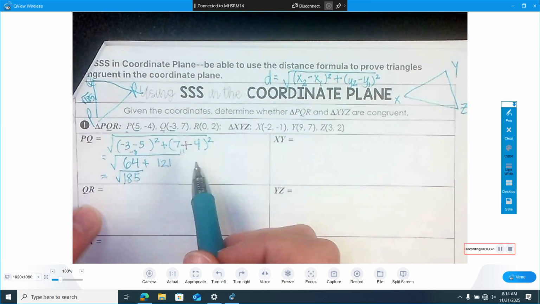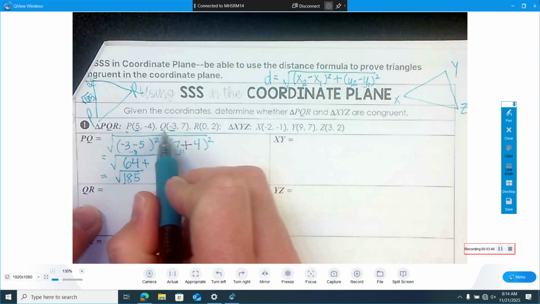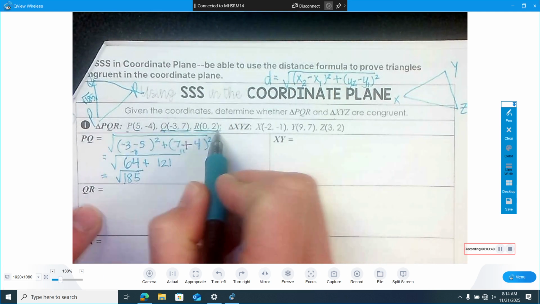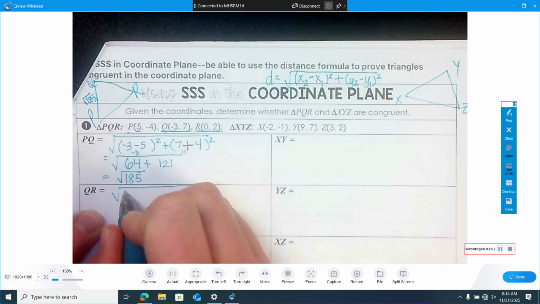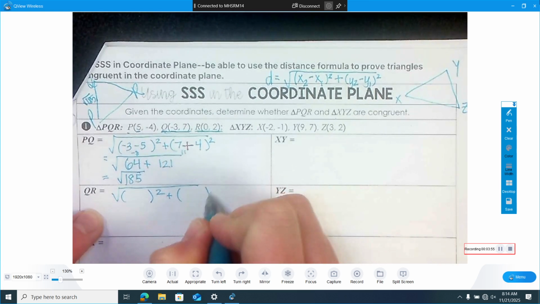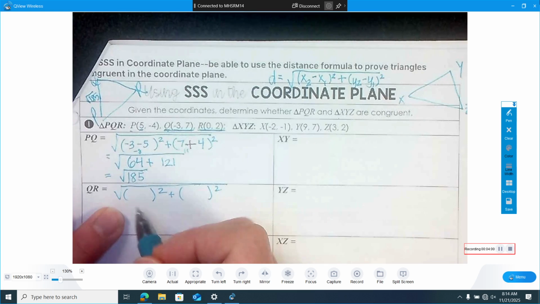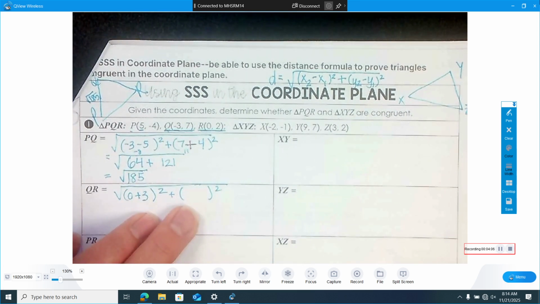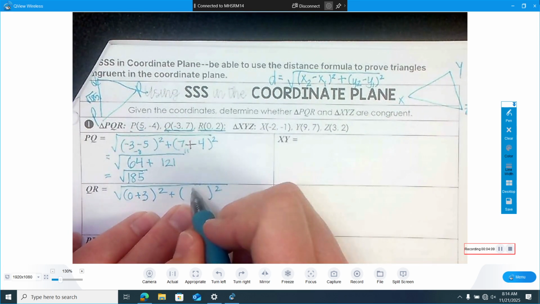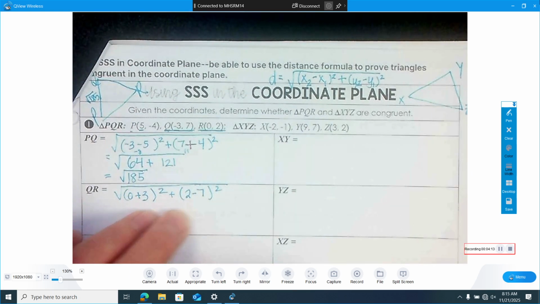So Q and R, we just want to make sure I'm using the right ordered pairs here. So now, using points Q and R, again, giant square root. Set it up. You've got your thing squared plus your thing squared. And we need to subtract our x's. So we're going to have 0 plus 3. 0 minus a -3, which turns to plus 3. And then subtracting the y's, 2 minus 7.